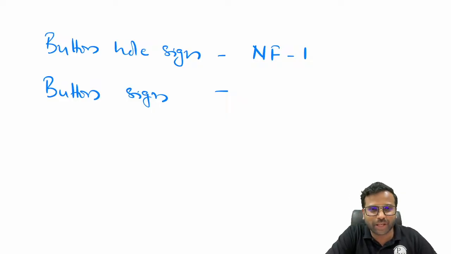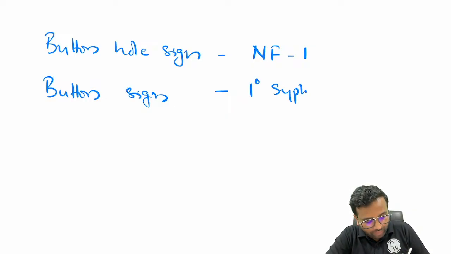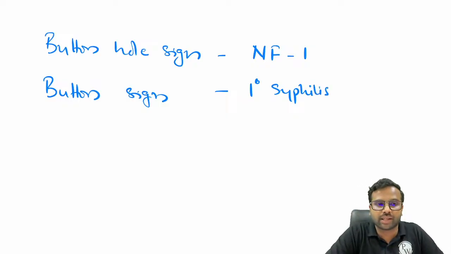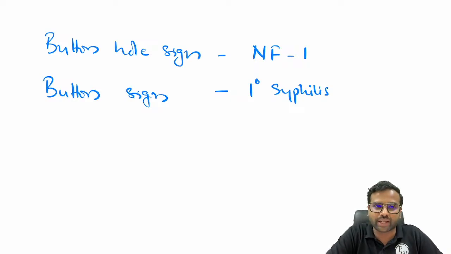Can you try to make a guess or recollect from what you have learned? Indurated ulcer, genital ulcer. So this can be seen in primary syphilis. Okay, it can be seen in primary syphilis. Now, can you also try to brainstorm some more signs if you are able to recollect any other signs in dermatology?